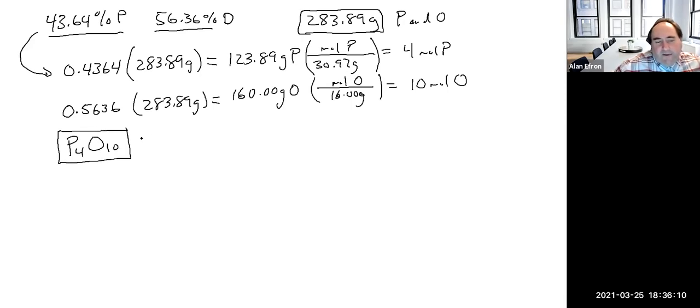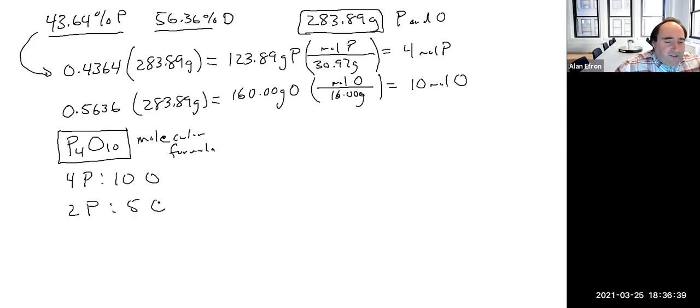Because you have the percentages, you could start by calculating the molecular formula first. What would be the benefit of that? Well, you could then reduce this molecular formula down to the empirical formula. This means there are 4 moles of phosphorus for every 10 oxygen atoms. That is the same relationship as 2 phosphorus for every 5 oxygen, which means the empirical formula would be P2O5.